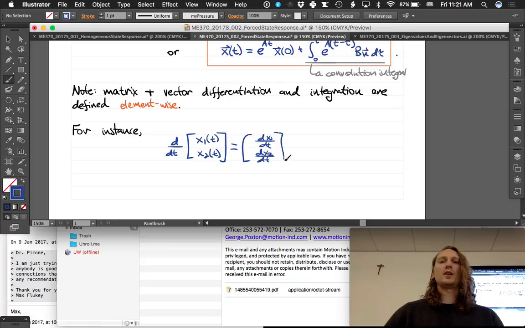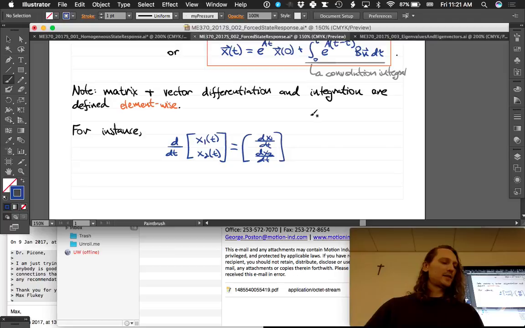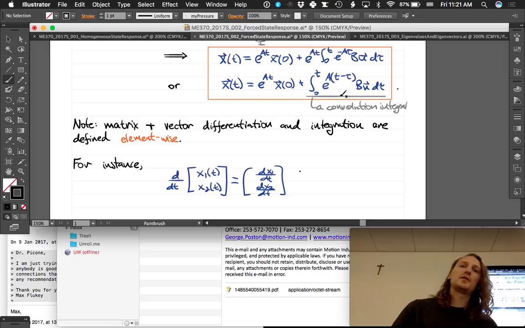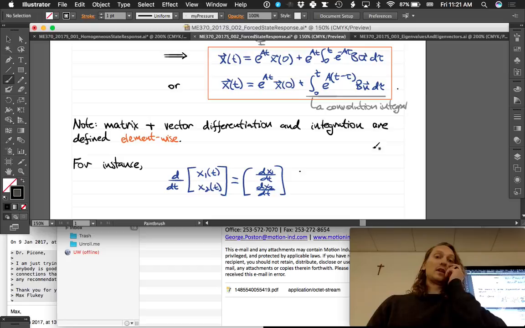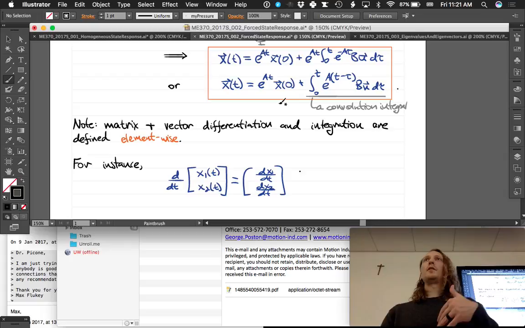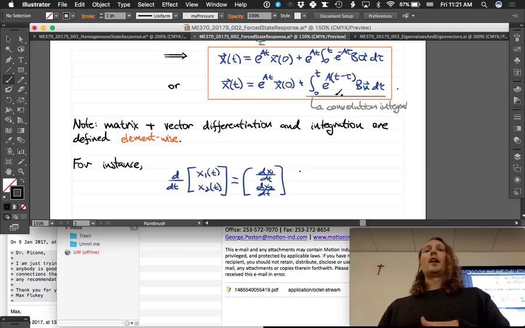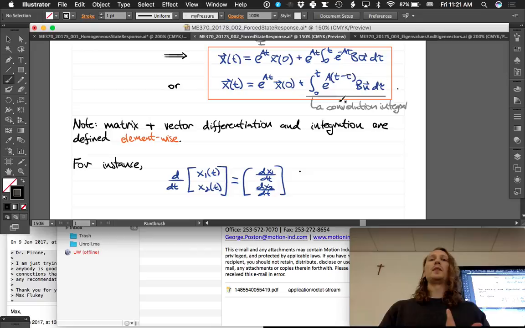So that is that. And we have ourselves this solution. So the big takeaway of this lecture is that we have a solution now for the state equation, even if you have an input, okay? You have to do this integral, which inside here, if you multiply this all out, ends up being a vector. So you have to take an integral of each element of the vector.